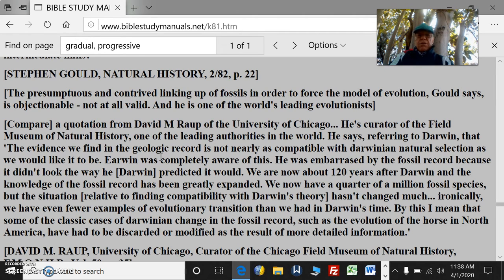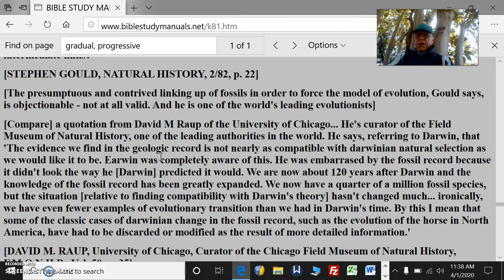Darwin was completely aware of this. He was embarrassed by the fossil record because it didn't look the way he, Darwin, predicted it would. We are now about 120 years after Darwin, and the knowledge of the fossil record has been greatly expanded. We now have 250,000 fossil species, but the situation relative to finding compatibility with Darwin's theory hasn't changed much.